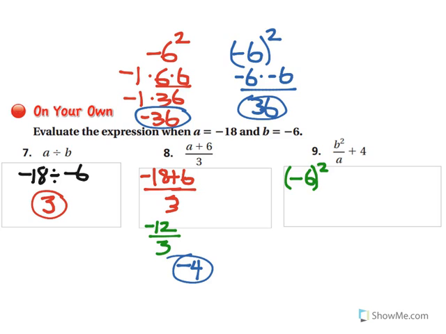So, it's going to be -6 in parentheses squared divided by a, which is -18, and then plus 4. We have to follow the order of operations. We're going to do our parentheses first. When we do that, we're going to get positive 36 over -18 plus 4.